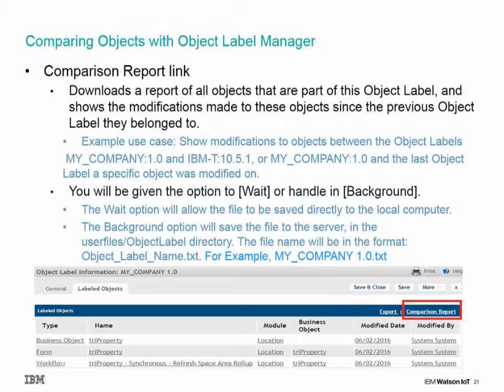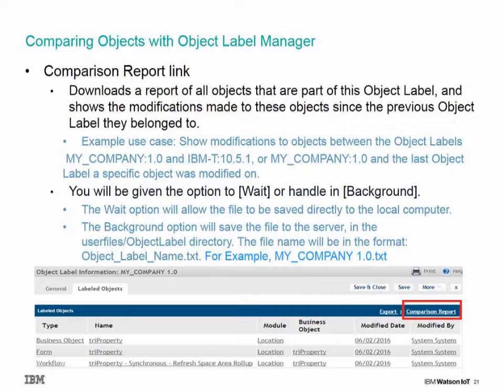So the comparison report link, comparing objects with the object label manager. This is another feature of the object label manager. When the labeled objects tab is selected, you will now see the comparison report link. Clicking this link downloads a report that shows the modifications to every object that belongs to this object label, since the previous object label they belong to.